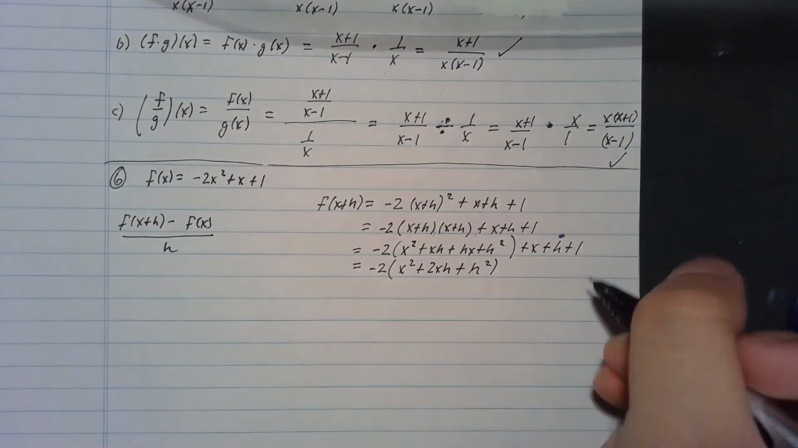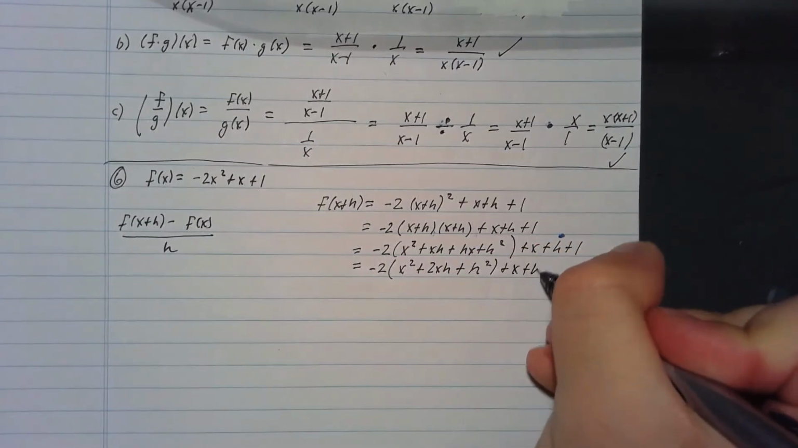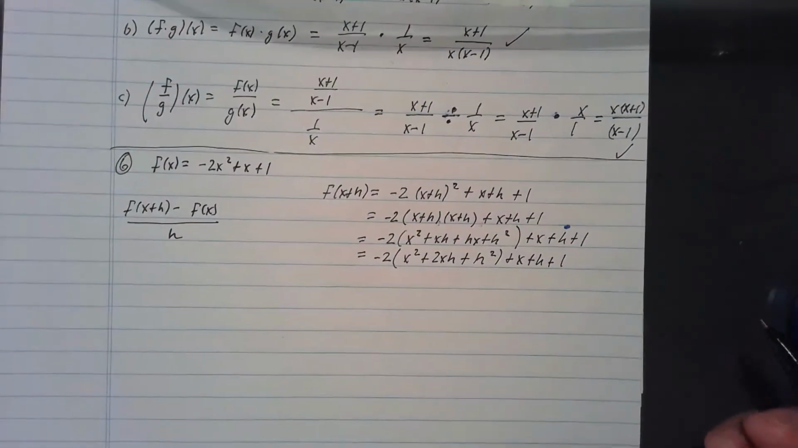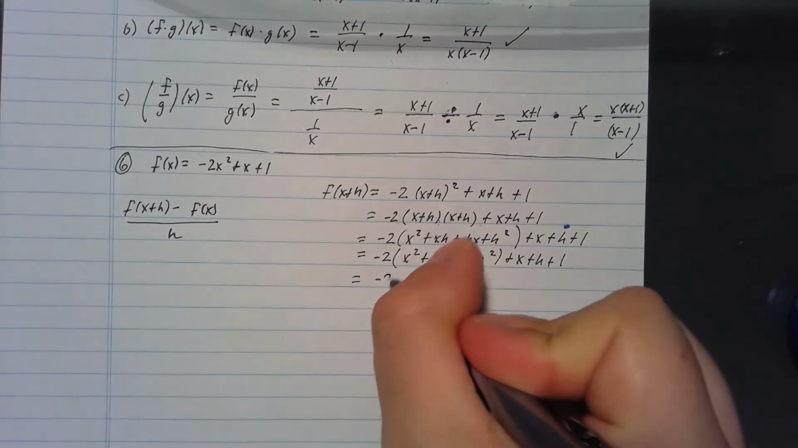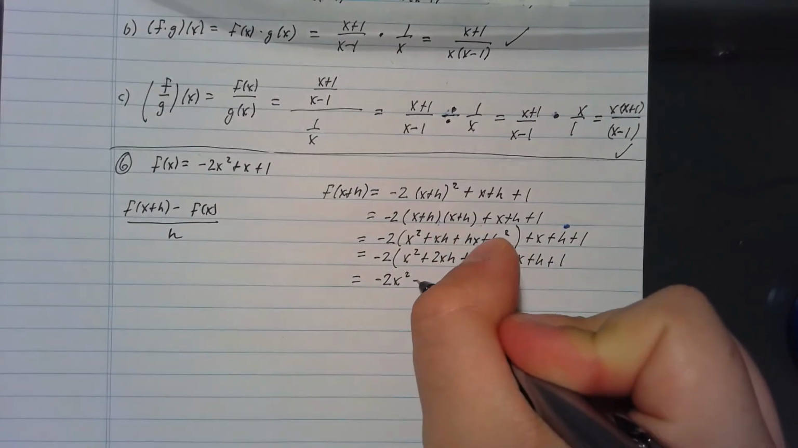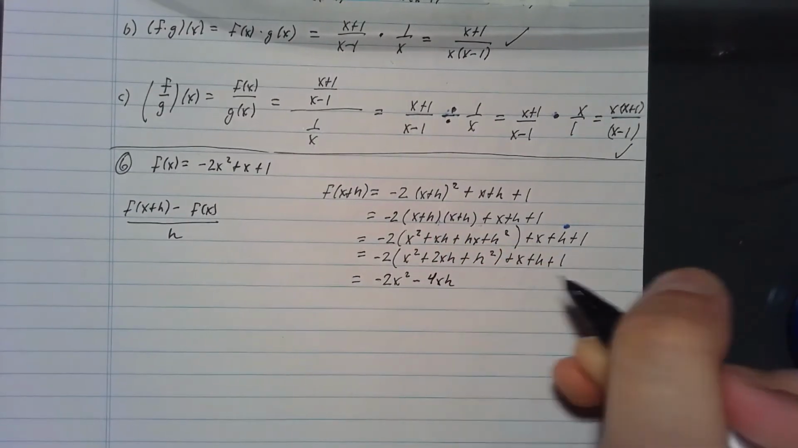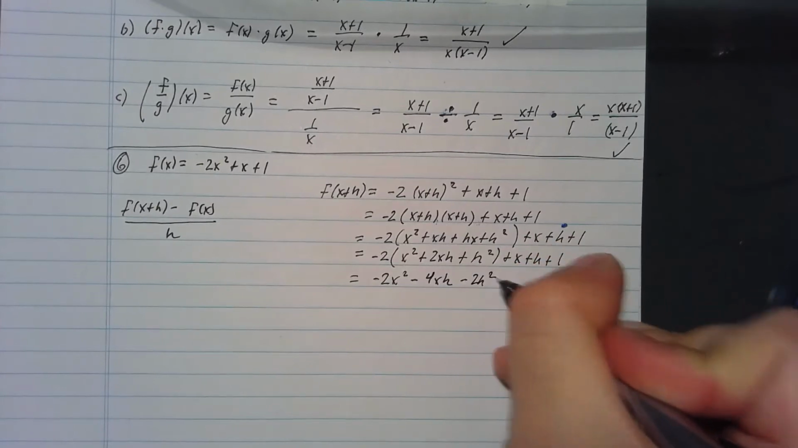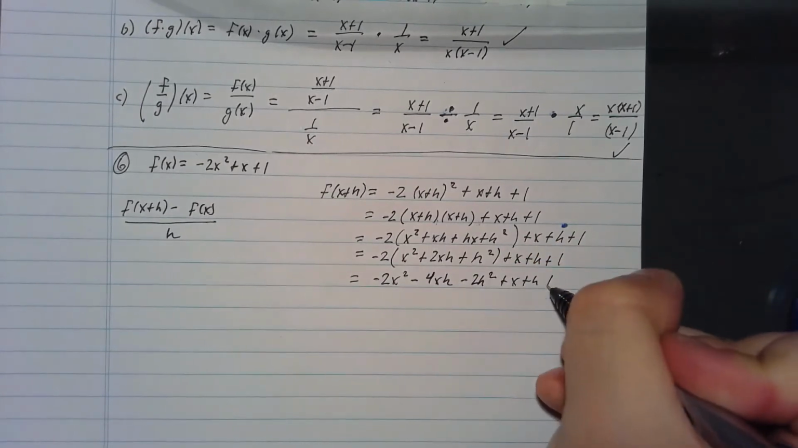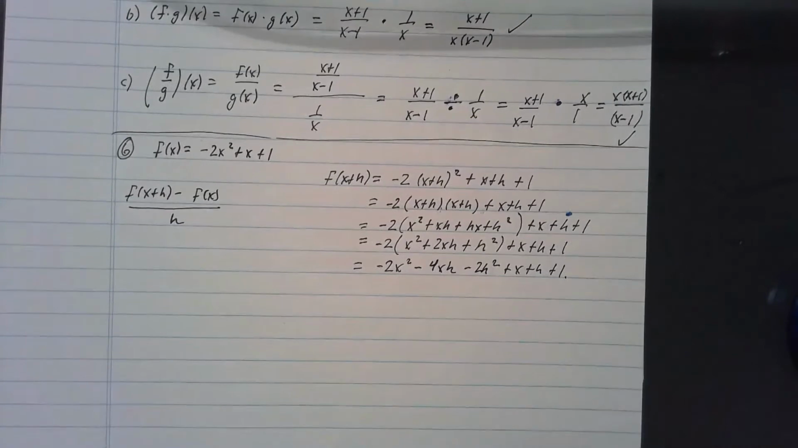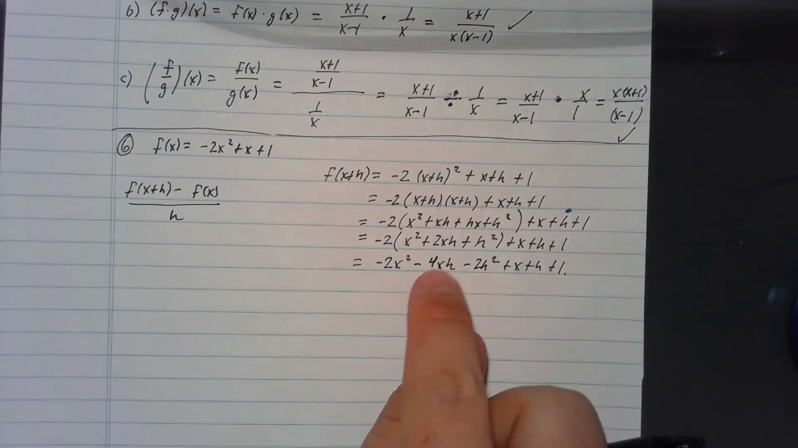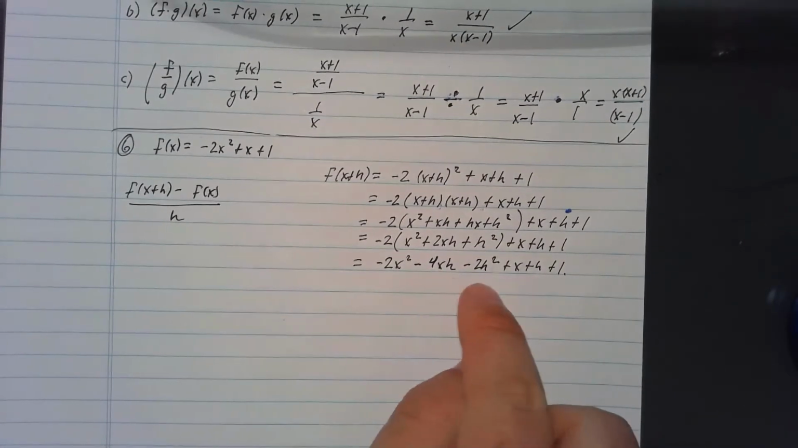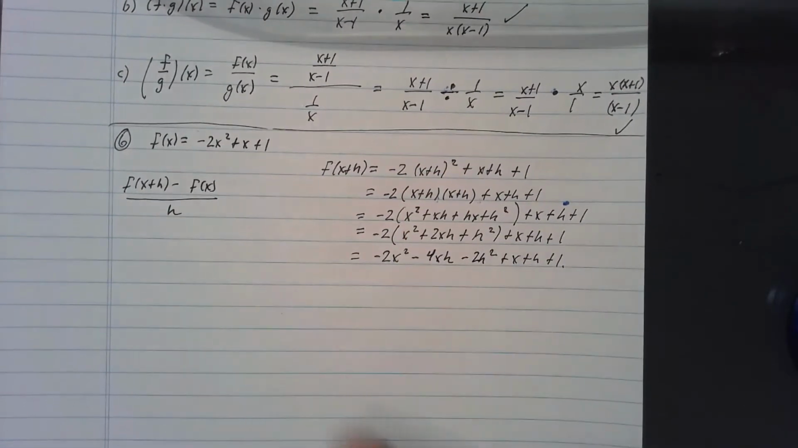Plus h squared, close parentheses, plus x plus h plus 1. Distribute the negative 2 now. So I have negative 2x squared minus 4xh minus 2h squared plus x plus h plus 1. Okay. So that is what f of x plus h is equal to when it's all said and done. That's this part right here.